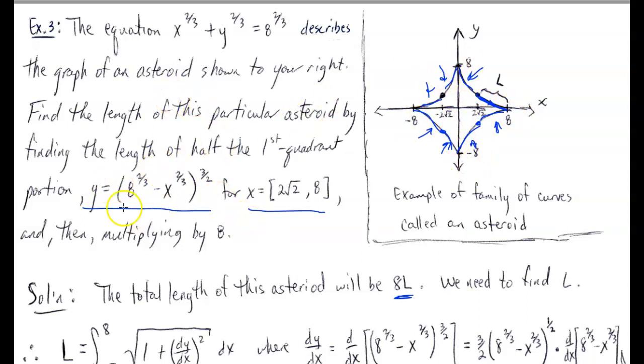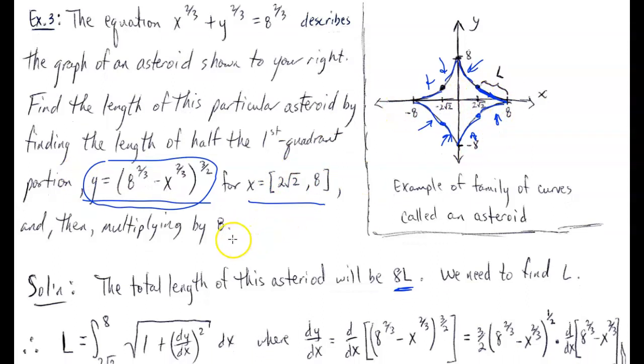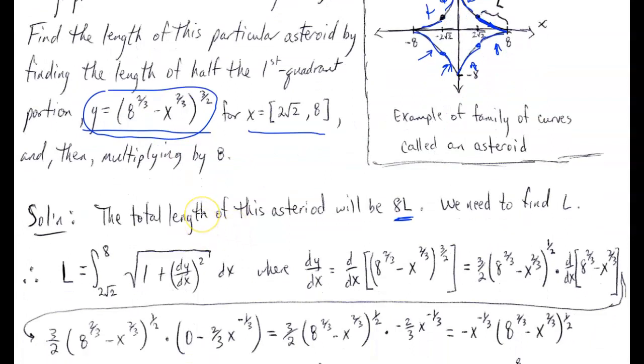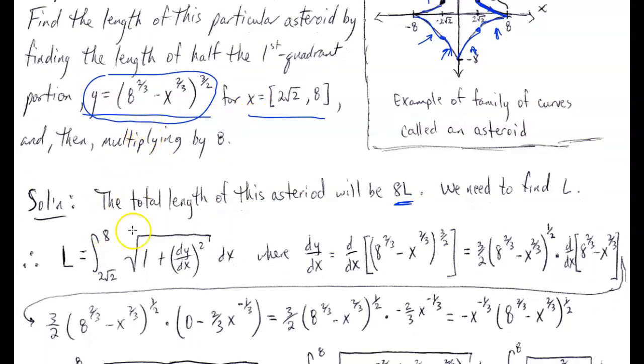So we take the fact that we know what y is defined to be from x equals 2 times square root of 2 to 8. Actually, this is probably defined all the way up to x equals 0, but we're only looking at this one little piece here. When we do that, our formula is going to be: arc length is the integral from lower x value to higher x value of the square root of 1 plus the derivative of y squared, all times dx.